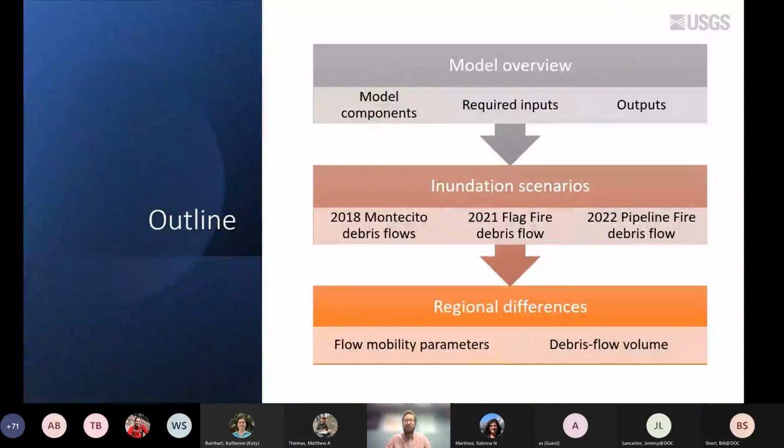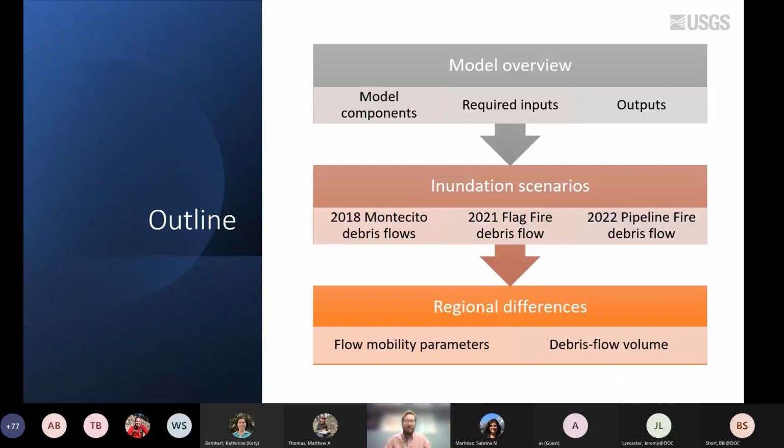So a brief overview of my talk, I'd first like to outline the model itself, ProDF. I'll discuss what components make up the model, what inputs are required to run a simulation, and then what outputs are generated by ProDF. I will talk about this in the context of several different post-wildfire debris flow inundation scenarios. So the 2018 Montecito debris flows in Southern California, as well as the 2021 Flag Fire and 2022 Pipeline Fire debris flows from Northern Arizona.